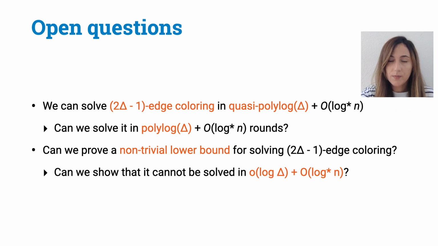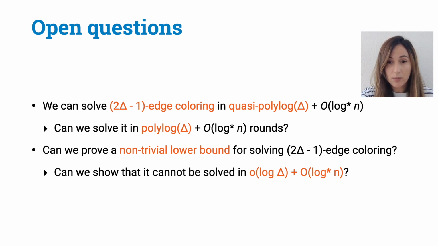To conclude, in this work, we make a step forward in understanding the complexity of the 2 delta minus 1 edge coloring problem, showing that it can be solved in quasi-polylogarithmic in delta plus order of log star n rounds. So, a natural question is whether we can bring down the time complexity to polylog delta plus order of log star n. Another important open question regards the lower bound side.